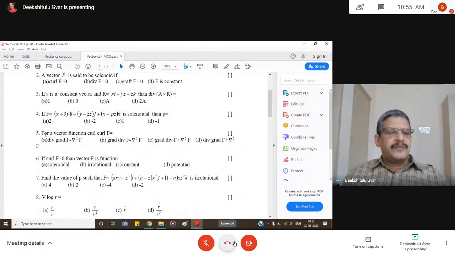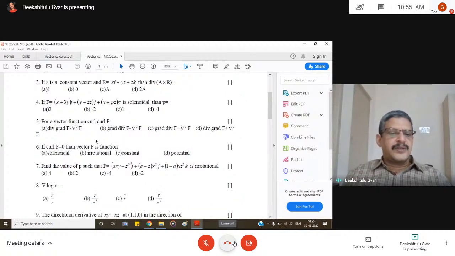For a vector function, what is curl of curl F? Curl of curl F means, so then you can identify from the identities I have given you. From that you can find these answers. If curl F is equal to 0, then the vector F is called solenoidal, irrotational, constant, or potential. You know what the answer is.